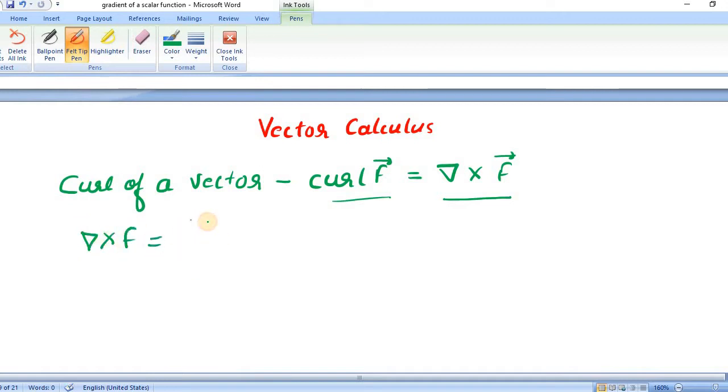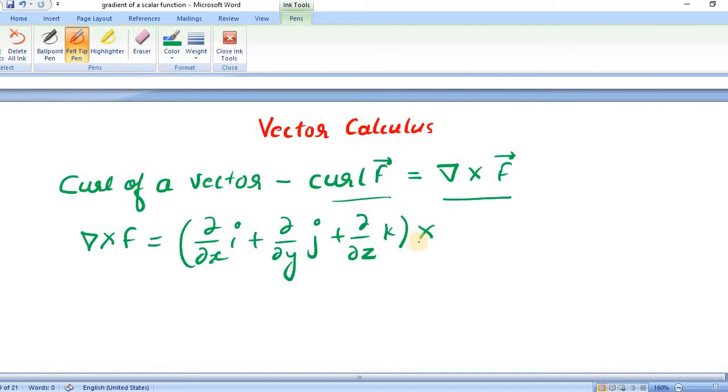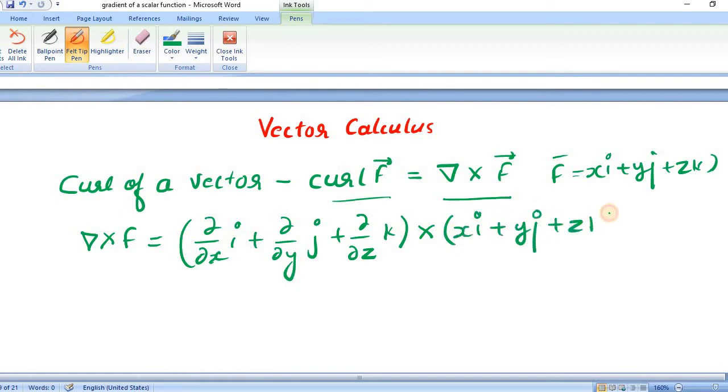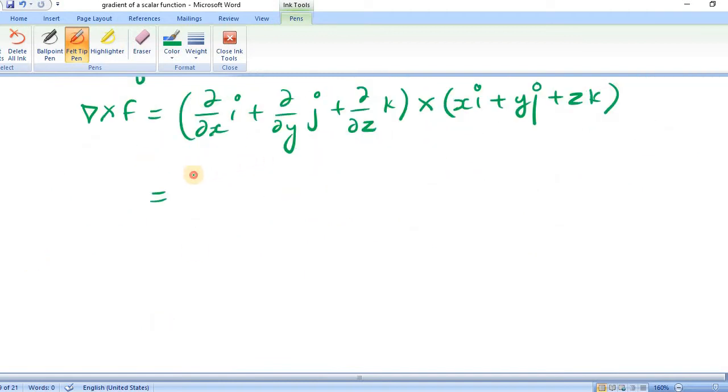So this is equal to ∂/∂x i plus ∂/∂y j plus ∂/∂z k, multiplied by our vector. Let us say f is x i plus y j plus z k, then this is a cross product with x i plus y j plus z k. And we all know that the cross product can be evaluated with the help of a determinant. So I'll write the determinant here.